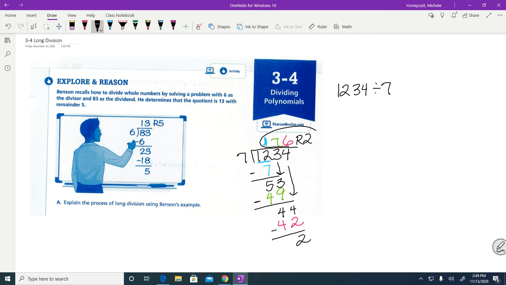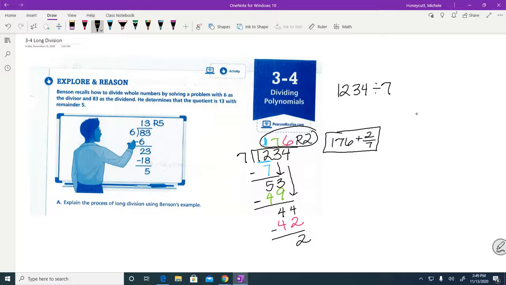So that's one way that you could have seen it written. The other way that we could have written it is 176 plus 2 sevenths, because you divided 1,234 by 7. We got 176, but then there were still 2 parts of 7 left over, so plus 2 sevenths. So you might see your answer written like this as well.